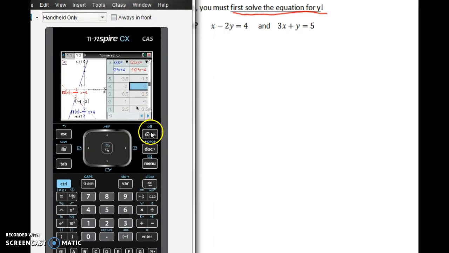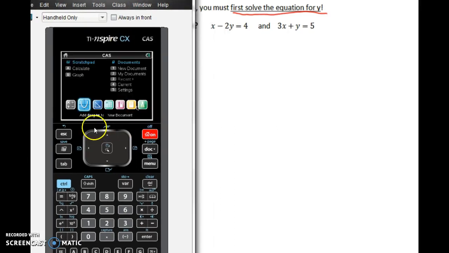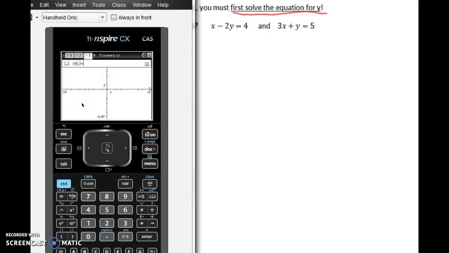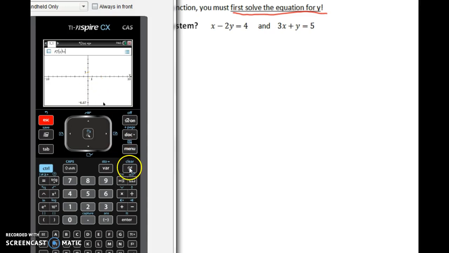Okay, so I'm going to hit the home key, go to a new graph, and I'm going to hit the delete key. This is using a relation. Oh, I got to update my calculator. Let me start this. Okay, voila, I have an updated calculator. If I hit delete now, I get a choice of a relation.